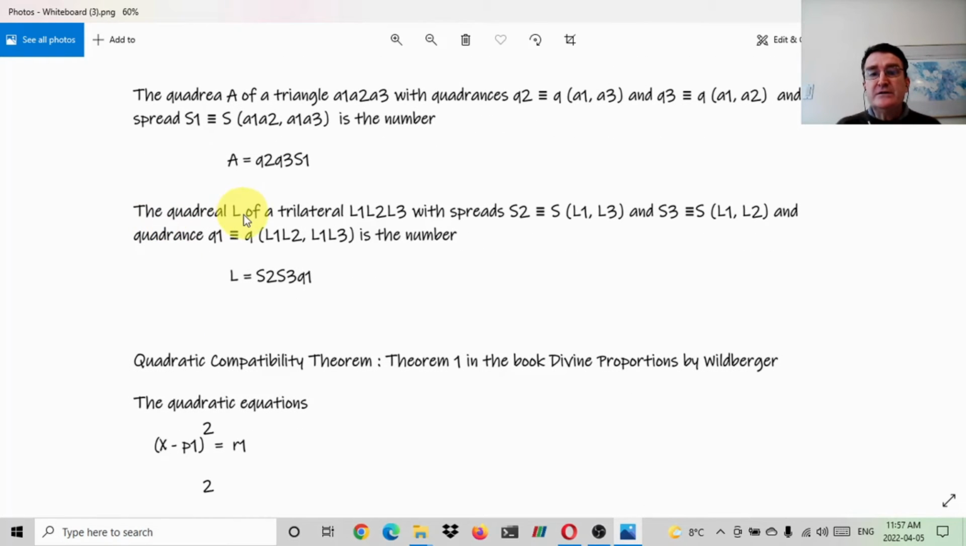Dually, the quadrilateral L of a trilateral L1L2L3, with spreads S2 defined as the spread between L1 and L3, S3 defined as the spread between L1 and L2, and the quadrance Q1, defined as Q of the meet of L1, L2 and the meet of L1, L3, is the number L. This is S2 times S3 times Q1.